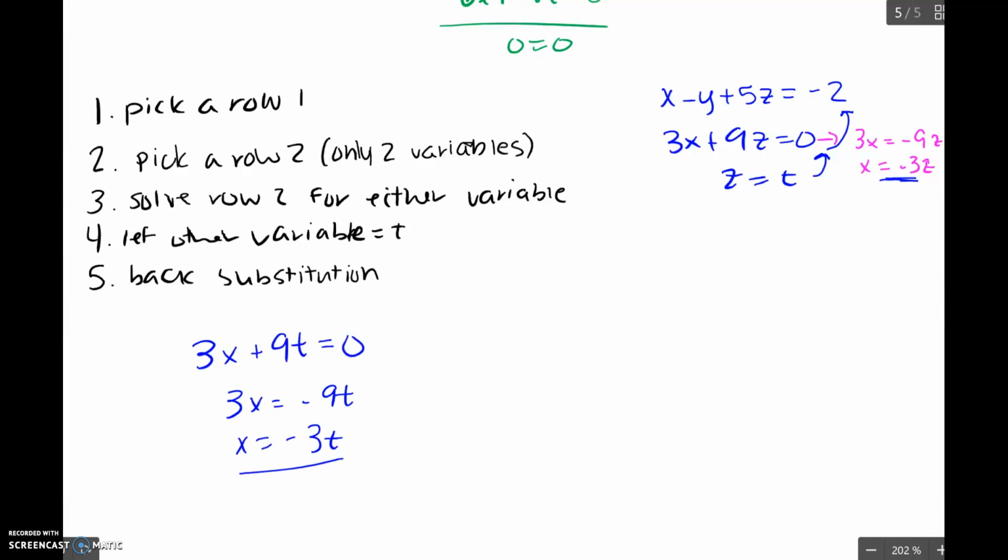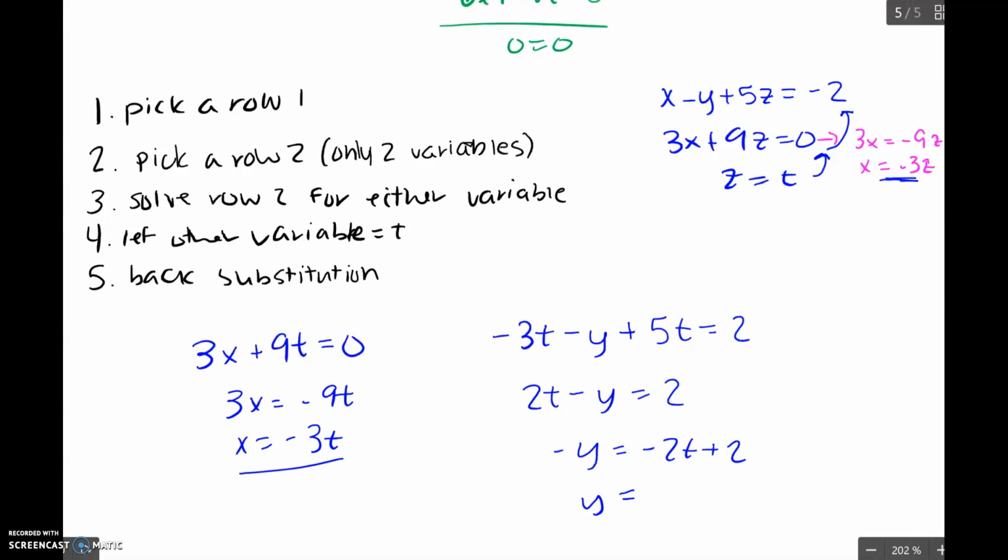So into the top equation: negative 3t minus y, which we don't know yet, plus 5t equals negative 2. So 2t minus y equals negative 2. Negative y equals negative 2t minus 2. So y equals, I lost the negative, it's a minus. Y equals 2t plus 2.